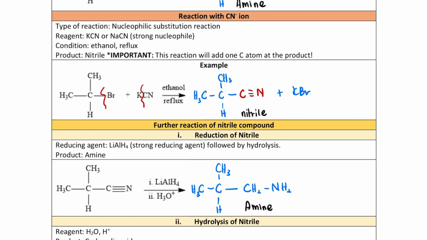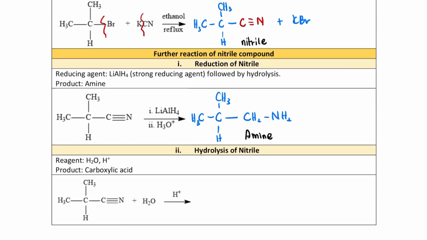Right. So next, kita boleh juga ambil nitrile compound tadi yang terhasil tadi, kita react dengan water dan H+. Hydrolyze lah, maksud dia hydrolysis of nitrile. Kita akan dapat benda lain pula, iaitu carboxylic acid. So kiranya from nitrile compound you can form 2 other compound yang lain. Bila kamu reduce kan, kamu dapat amine. Bila kamu hydrolyze kan, kamu akan dapat carboxylic acid. So that's why reaction ni penting, so that kita boleh convert between functional group.